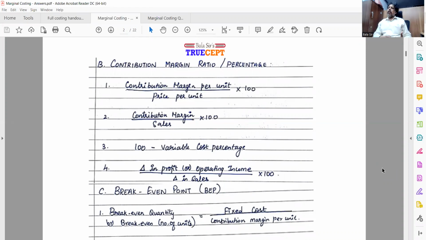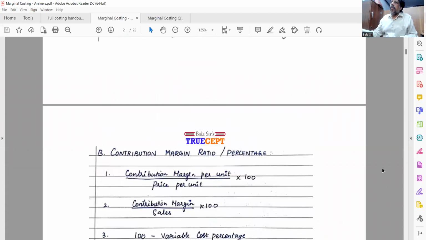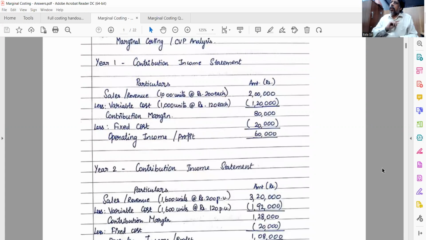And divide that by the change in sales. What is the change in sales? 2 lakh rupees goes up to 3,20,000 in year two, so 1,20,000 rupees. Now, 48,000 upon 1,20,000 into 100 is 40. So 40% is your contribution margin ratio or percentage. Remember, change in profit by change in sales into 100. People wonder how that works. I'll tell you why. Year one contribution amount is 80,000 rupees. What is the year two contribution amount?